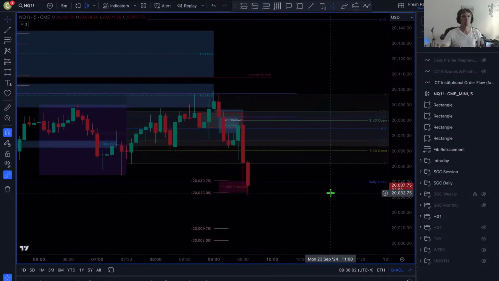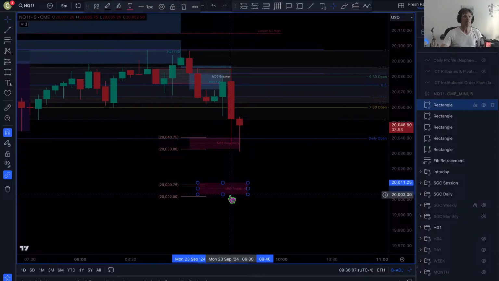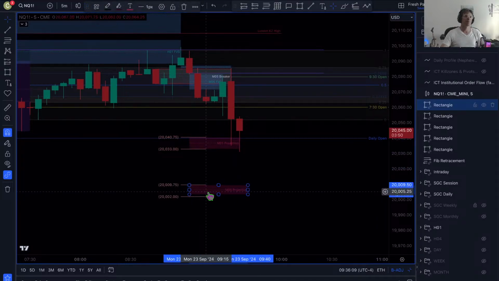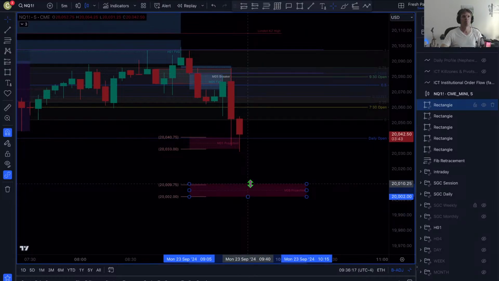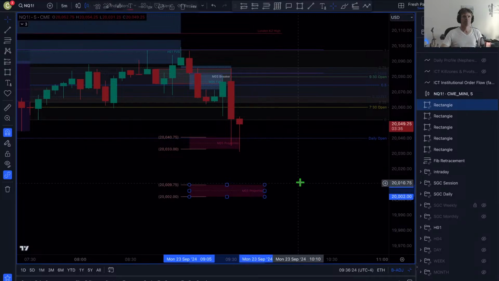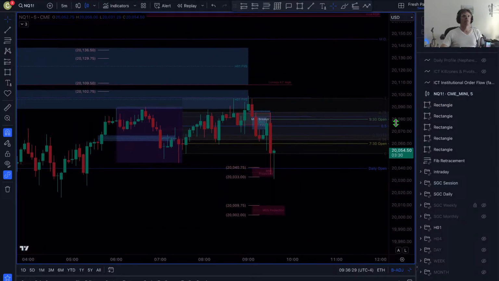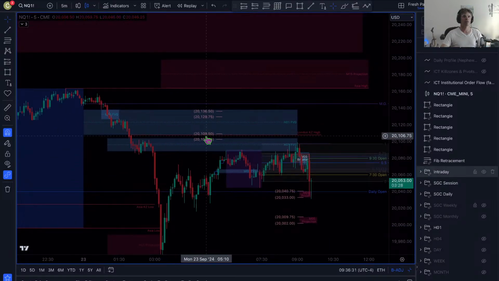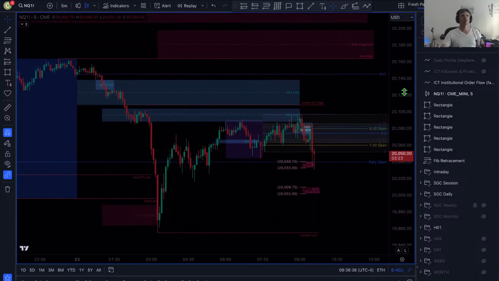So, if there weren't news, might be that we'd see this taken out. Get down into here. But if we get a reversal off of that, then so this is gone, right? If we get a reversal off of that, we do have.